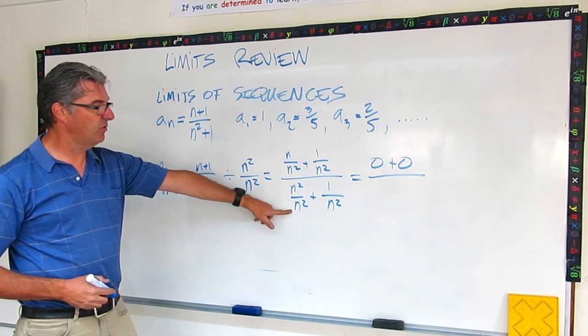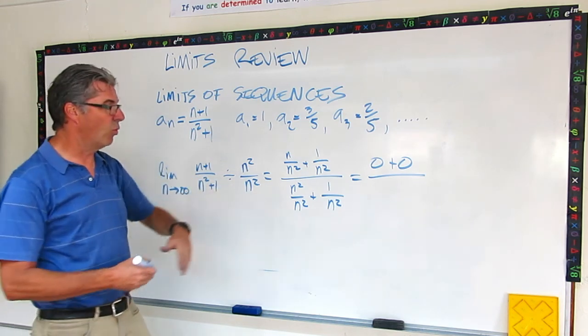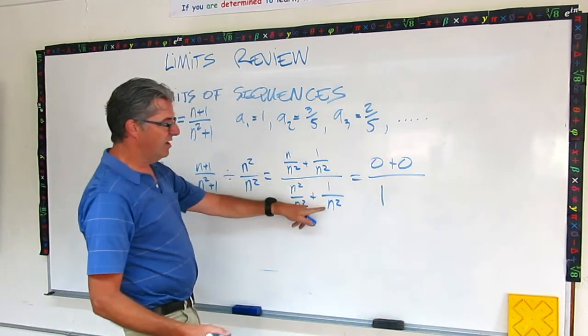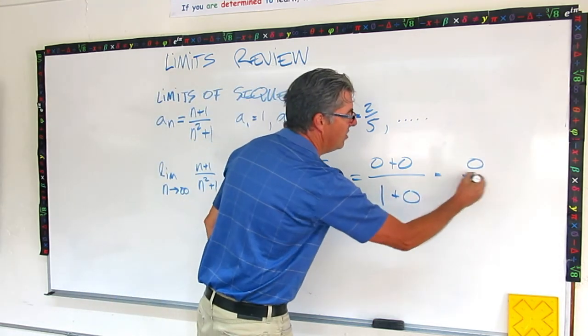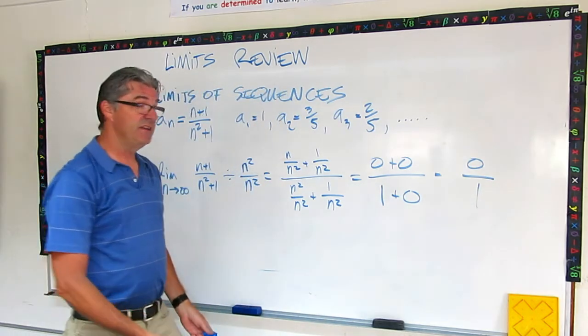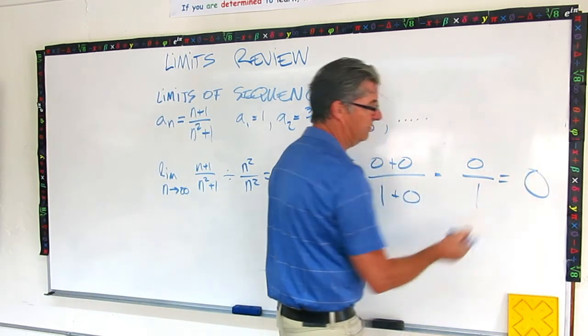n squared over n squared, doesn't matter how big n is, this is 1. And 1 over n squared, we know from up here, is going to be 0. So this is 0 over 1. That's not undefined, that's just 0.